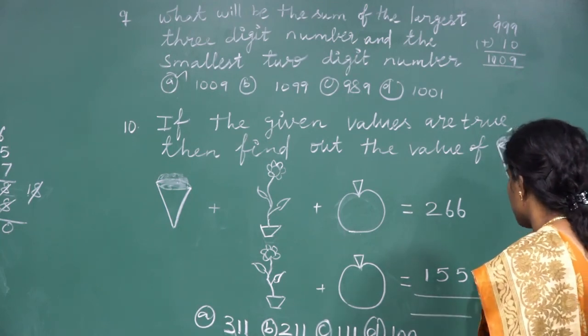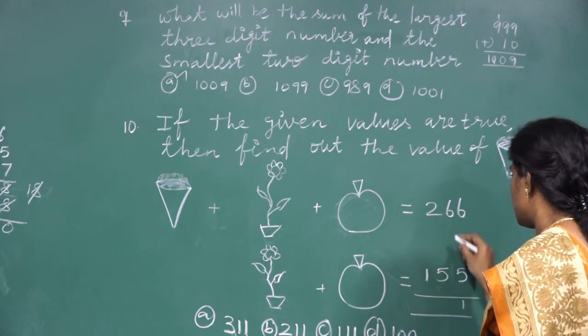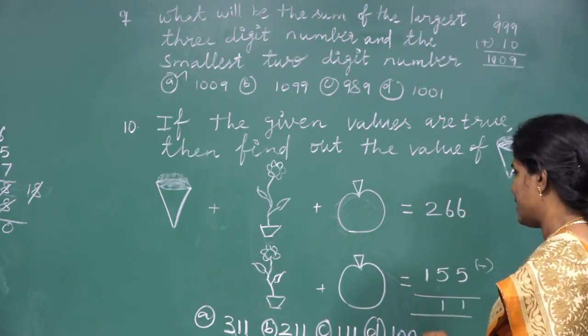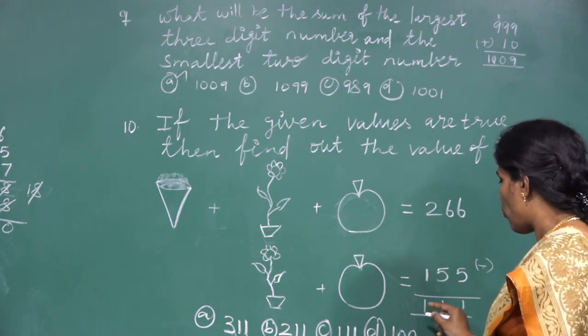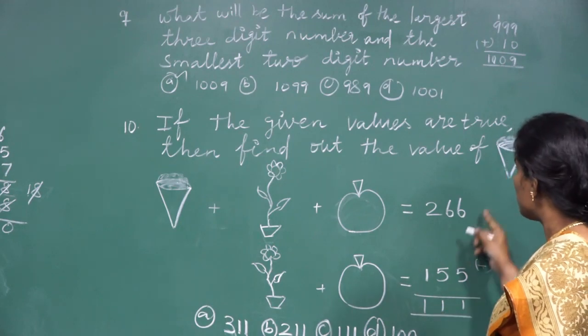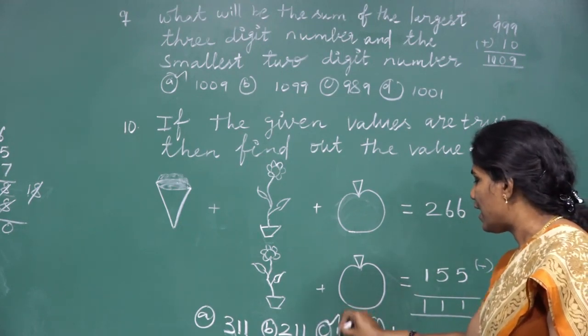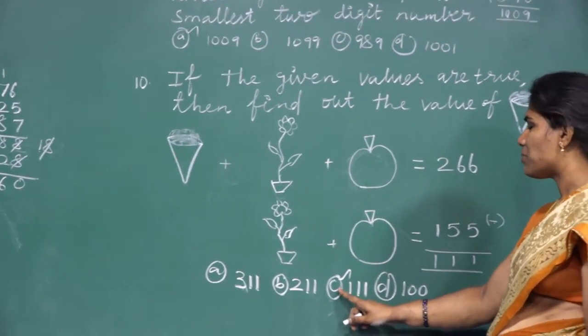See here. 6 minus 5 is 1. 5 after 6, 1. 2 minus 1 is 1. So what is the value of ice cream? 111. So the answer is 111. Which option is correct? C option is correct.